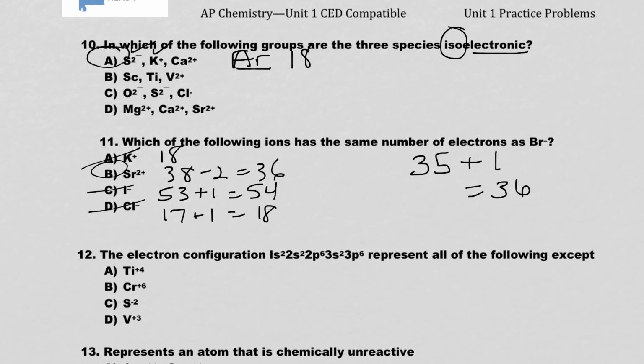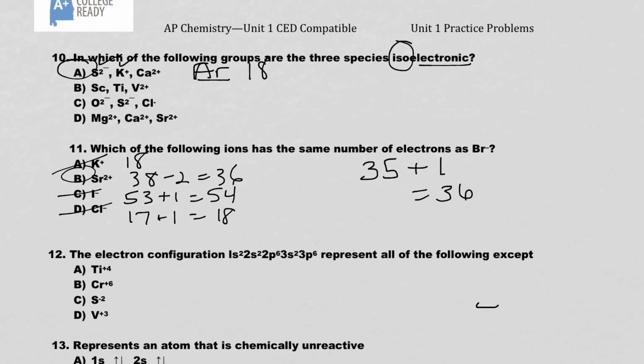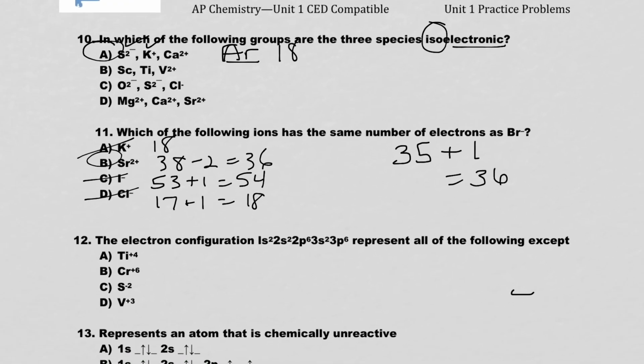For number 12, it gives us an electron configuration, and this is where we really want to make sure we're reading carefully, and a lot of times this word might be underlined. It says except. If you can see, all of these are really isoelectronic questions. They're just asked in very different ways. The electron configuration is 1s2, 2s2, 2p6, 3s2, 3p6. That is argon, 18 total electrons. You could add up the superscripts, or you could just look up argon's atomic number.